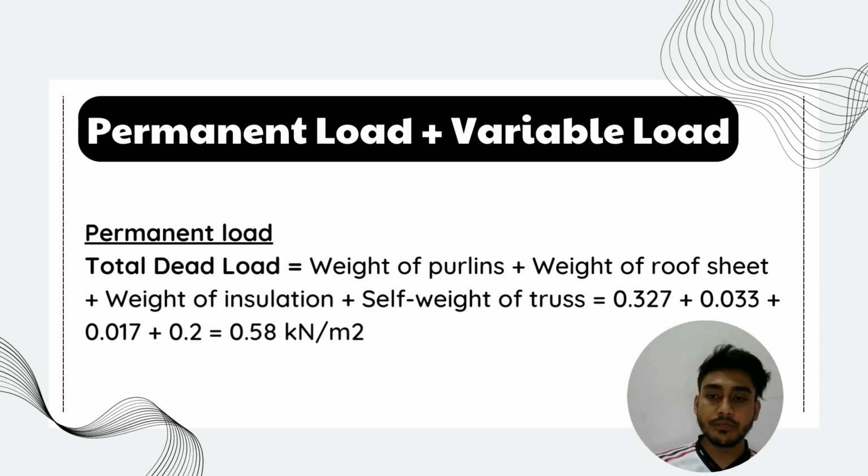The permanent load, total dead load, is weight of purlin plus weight of roof sheet plus weight of insulation plus self weight of truss. So we get the total dead load is 0.85 kilonewton per meter square.